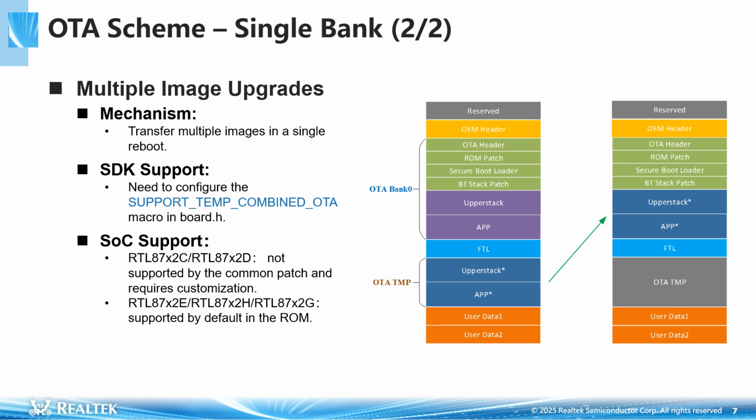As shown in the right figure, the upper stack and app image with asterisks to be upgraded are first transmitted to the OTA temp area. Once the transmission is complete, a single reboot can transfer the upper stack and app image with asterisks to the operating area of the OTA bank, enabling the new firmware to run.